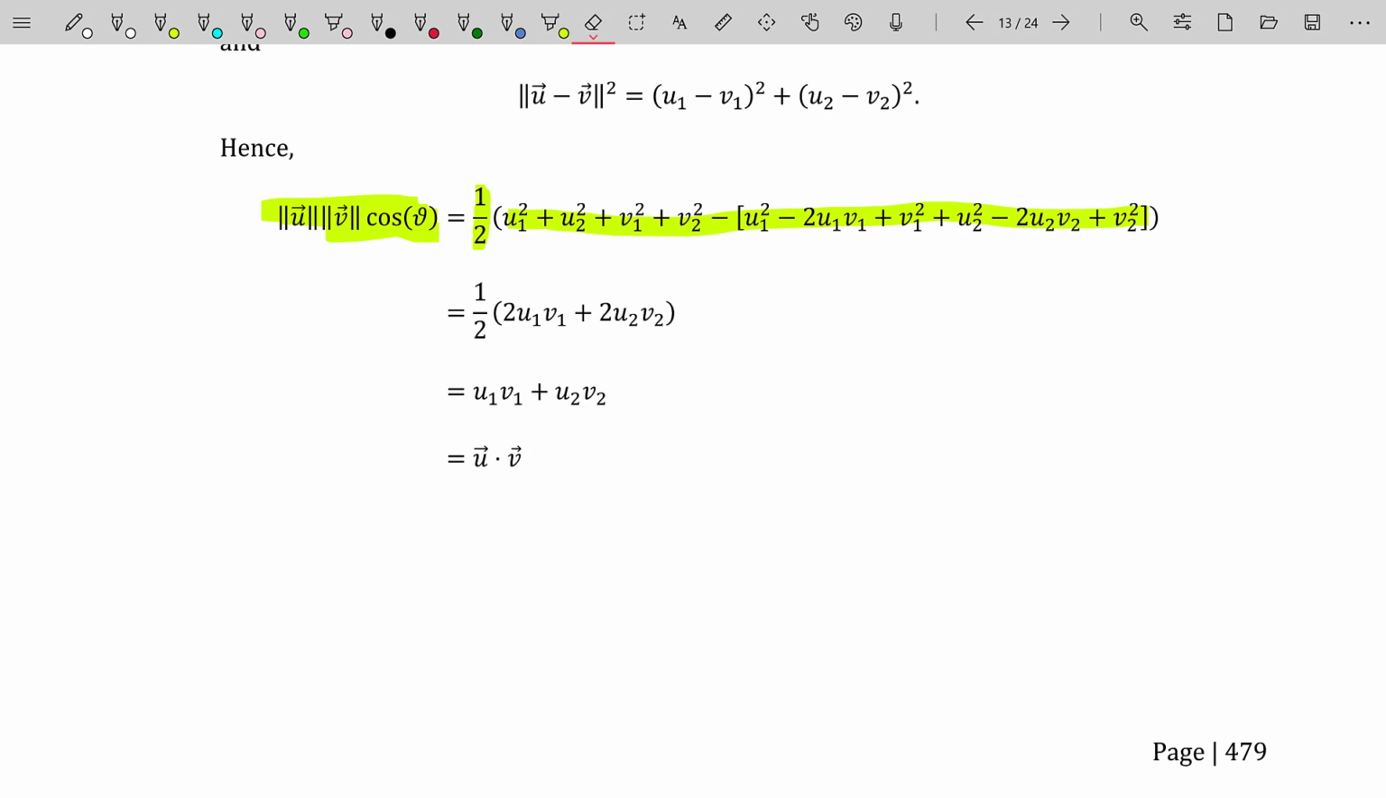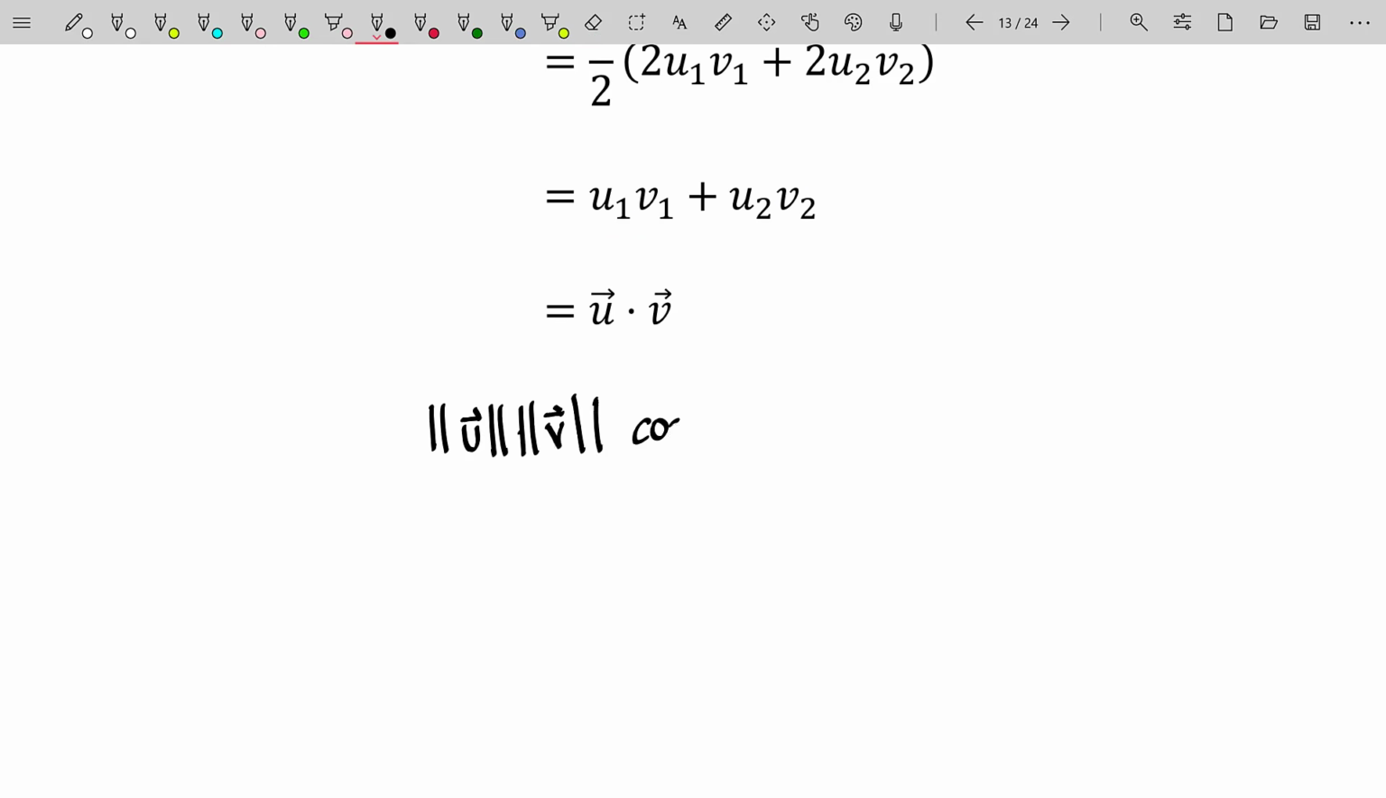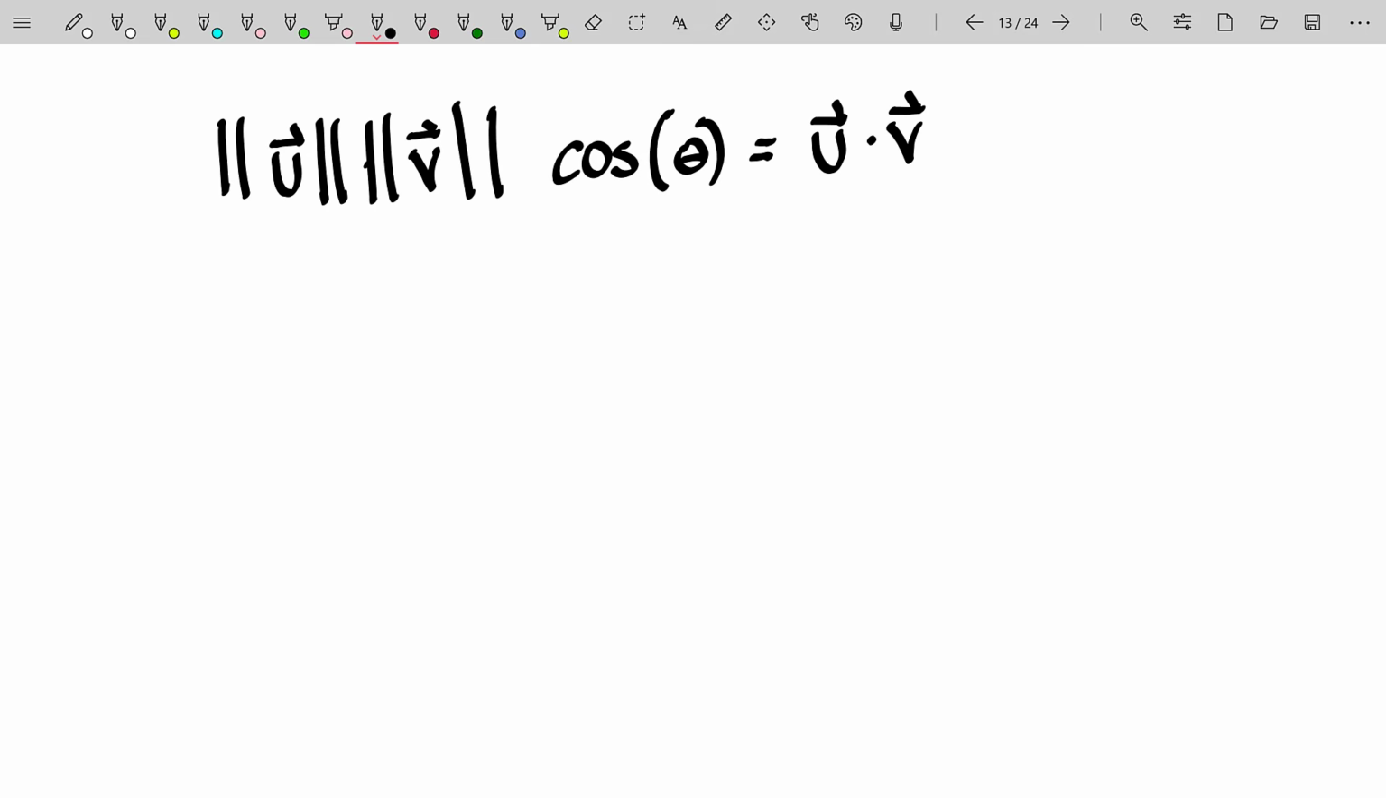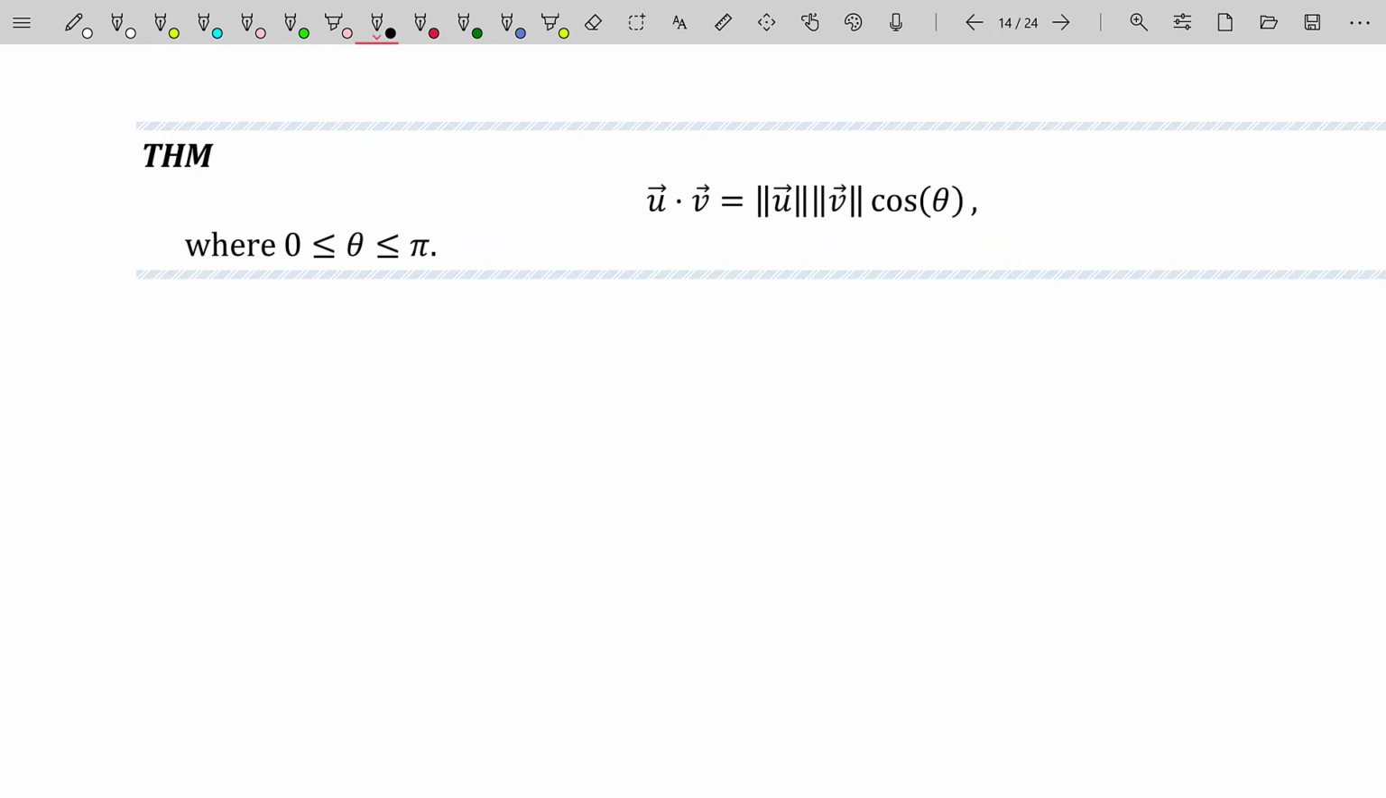So we have arrived at a formula relating the magnitude of those vectors u and v to the angle between the vectors and the dot product of those vectors. This is essentially the formula we derived, and that is a theorem. Notice in the theorem how I have it written, I mention here that theta is restricted to being between 0 and pi. And that should make sense geometrically.